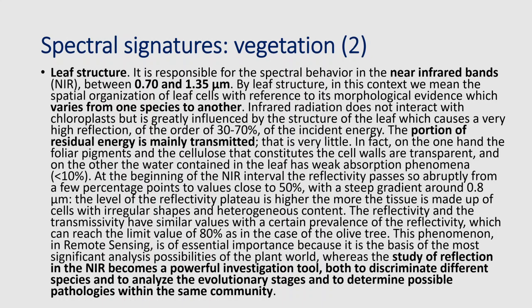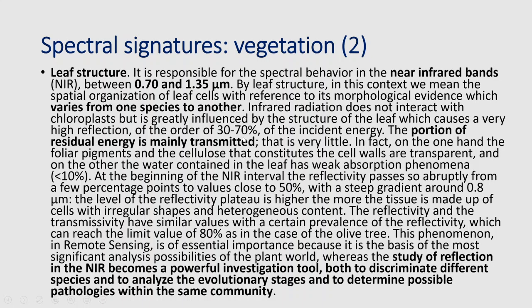Infrared radiation does not interact with chloroplasts, but is greatly influenced by the structure of the leaf, which causes a very high reflection, in the order of 30–70% of the incident energy. So here you see, it's very clear, as when we composite a false color image, for example, for a Thematic Mapper sensor mounted on board of Landsat, the combination in RGB of 4, 3, 2, you see all the vegetation is red. Why are we having this kind of representation?